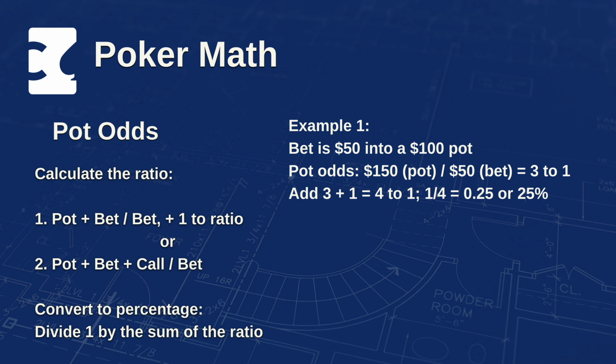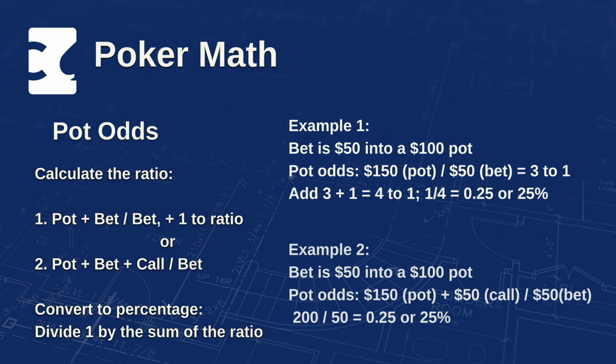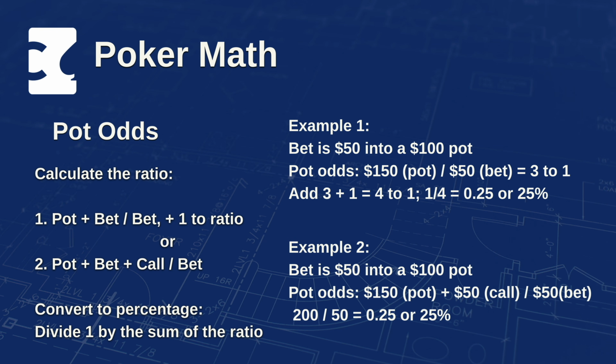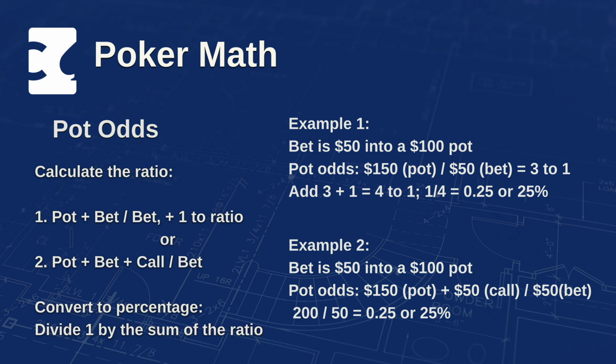The other way is to add bet size plus pot size together to get pot size after call, or final pot size. Put final pot over bet size to get your equity needed. Example, if the bet is 50 into 100, you would add 50 plus 100 plus 50 for our call to get to 200. 200 over 50, which is the bet size again, equals 0.25, which is 25%.